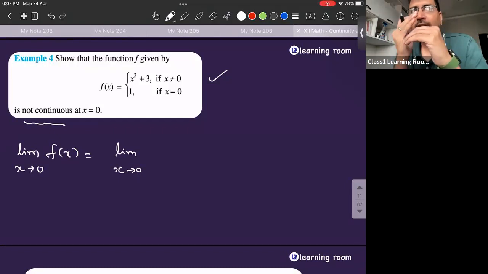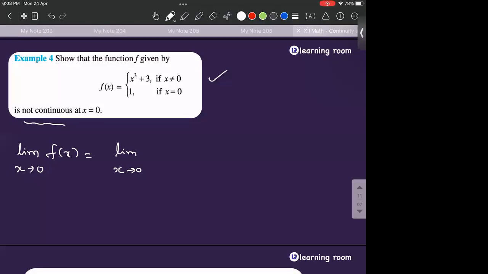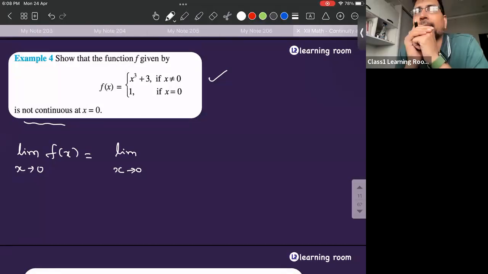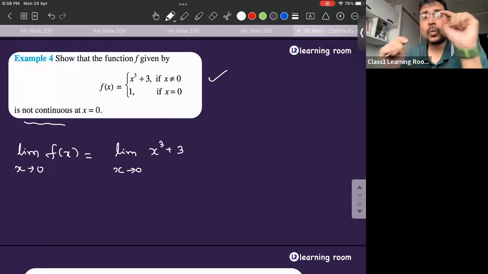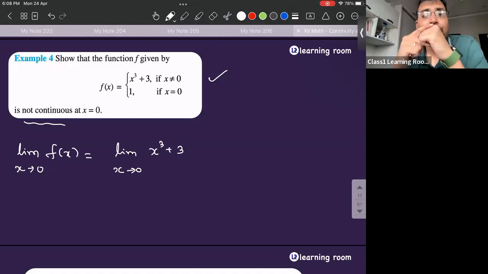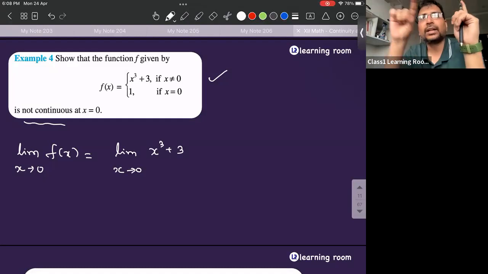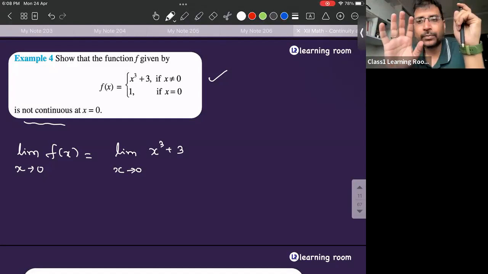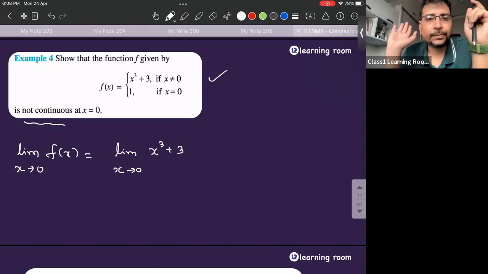Among x cube plus 3 and 1, which one should I take? 1, sir. You should not take 1. You will take x cube plus 3, because 1 is taken exactly at 0. See, limit something tending to 0 is not the exact value. It is only a closer value.